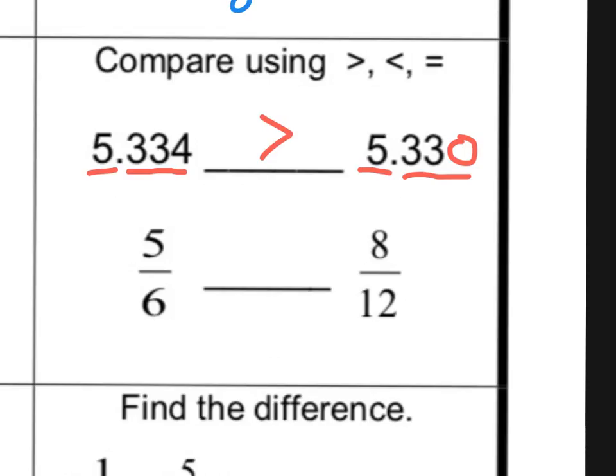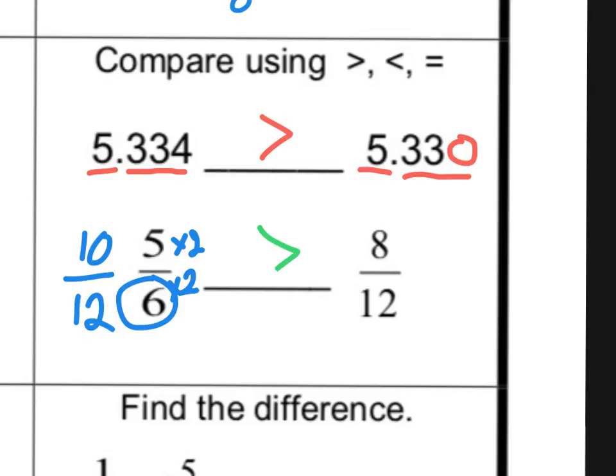For the fraction, we must make them the same denominator. So what we can do is change the 6 into a 12. All you have to do is multiply both the numerator and denominator by 2. That would make it into 10 12ths. So that way, now you compare 10 12ths and 8 12ths. Obviously, 10 12ths is greater than 8 12ths.